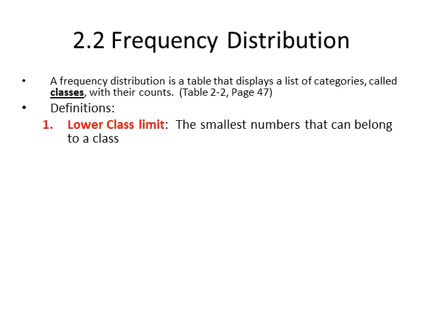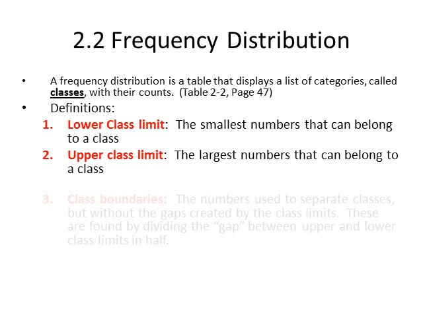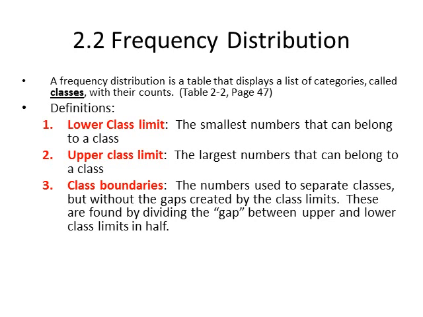But some things that we need to know about the table is the lower class limit. The lower class limit is the smallest value within each class. So if the first class goes from 21 to 30, 21 would be the lower class limit. And then the upper class limit is the larger number, or the upper number, in each class. Class boundaries. These are the numbers that are used to separate the classes, but without any gaps created by the class limits. And so I will go through the mathematical way of how we calculate the class boundaries.